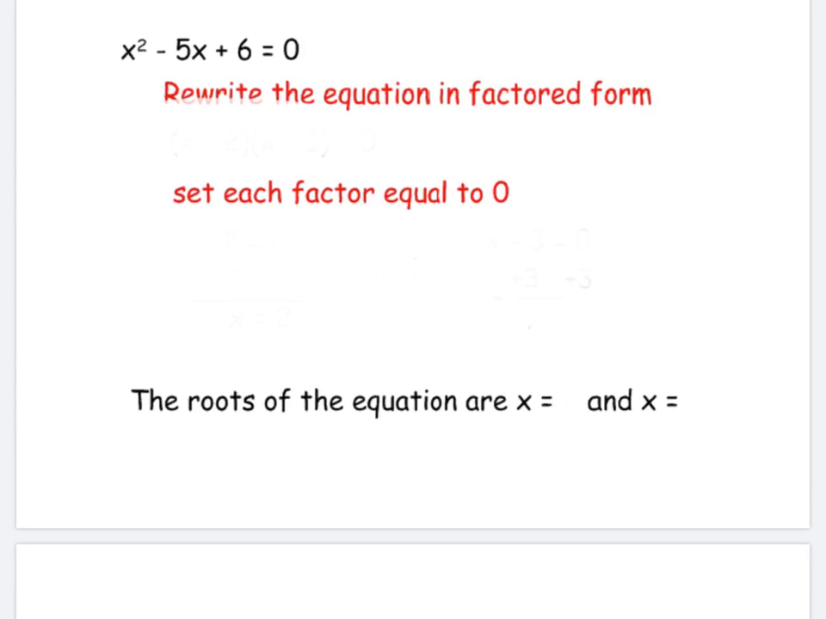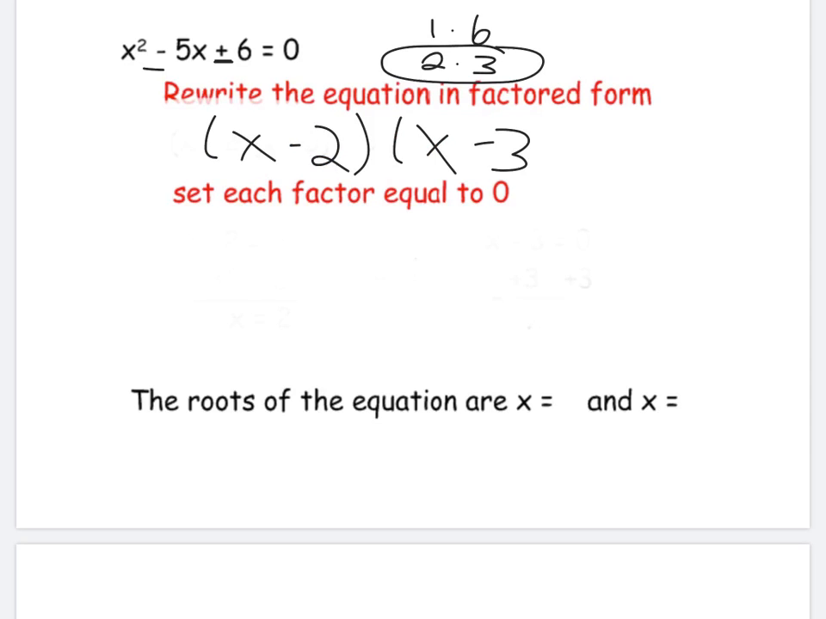Let's take a look at another one. So I want to rewrite this in factored form. So this one I'd be looking for two numbers that multiply together to make 6, which my choices are 1 times 6 or 2 times 3. And then I'm looking for them to add together to make 5. So that would give me 2 and 3. So if I'm factoring, this tells me that my signs are the same, and this tells me that they're minus. So I'm going to have x minus 2 and x minus 3. And then that's set equal to 0.